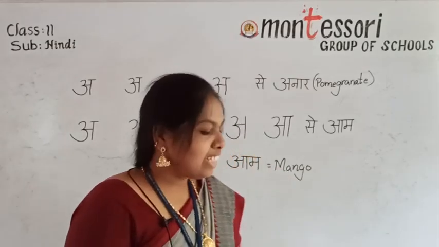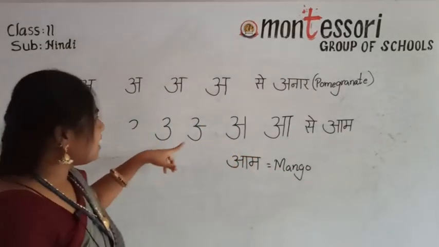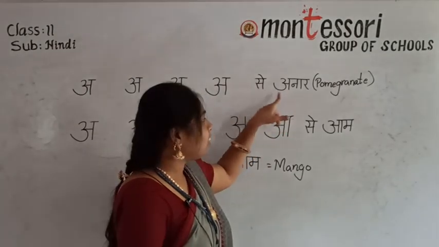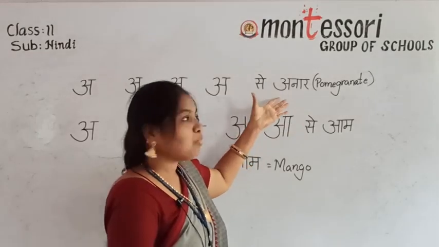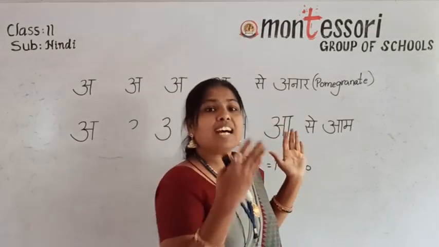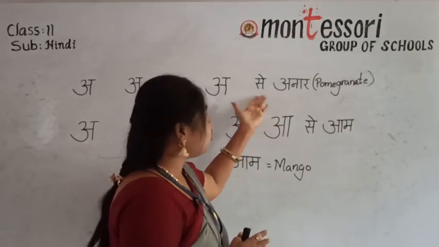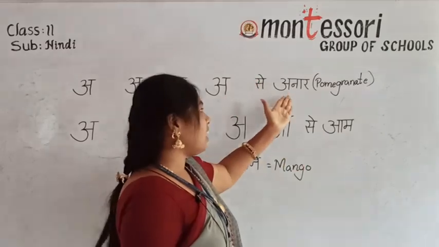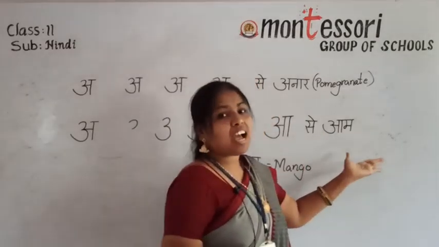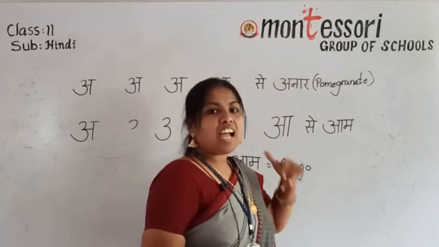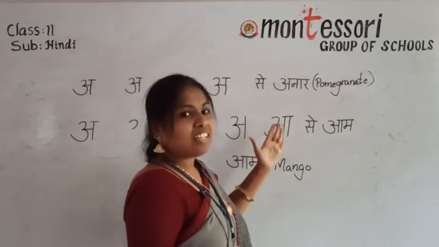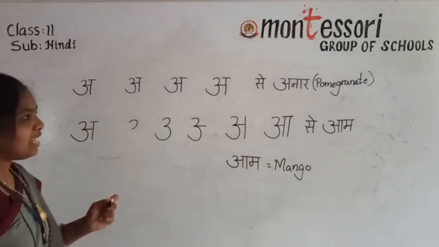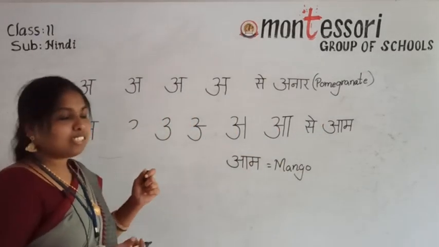Okay, children. Then after learning these letters, I said A se anar. A se what is that? Anar. By saying anar, only the A sound is coming, no? That's why you have to read like this. A se anar. A se aam. Aam means mango.